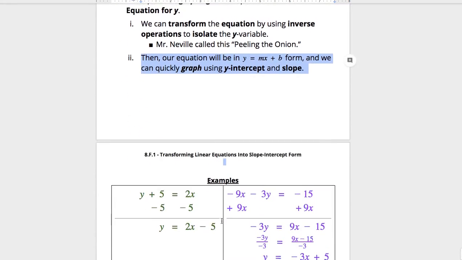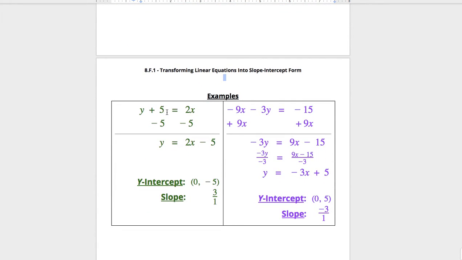Let's look at two quick examples. The first, in green, is our equation y plus 5 equals 2x. It is not in slope-intercept form yet, but the only thing we would need to do to get it into that y equals form is to get rid of the plus 5 that's on the left side of this equation. We use an inverse operation, the opposite operation, to cancel things out. Subtracting 5 would eliminate a positive 5, and I'm only allowed to subtract 5 from the left side of my equation if I also subtract 5 from the right side of the equation.